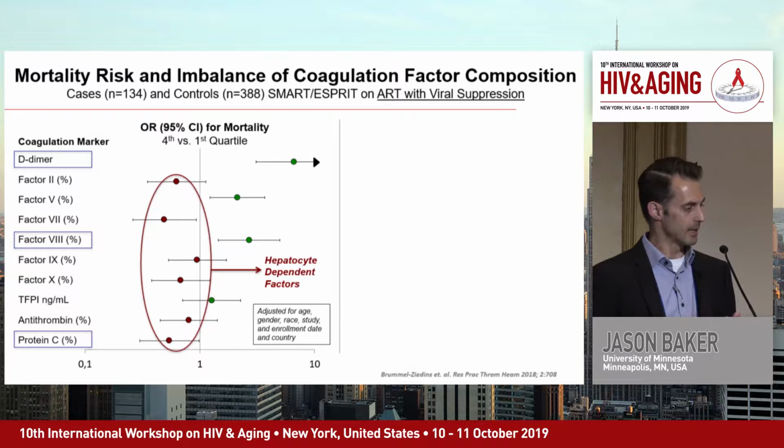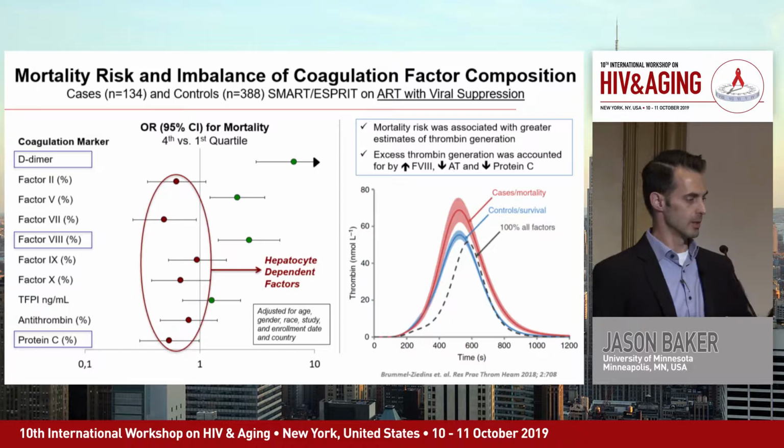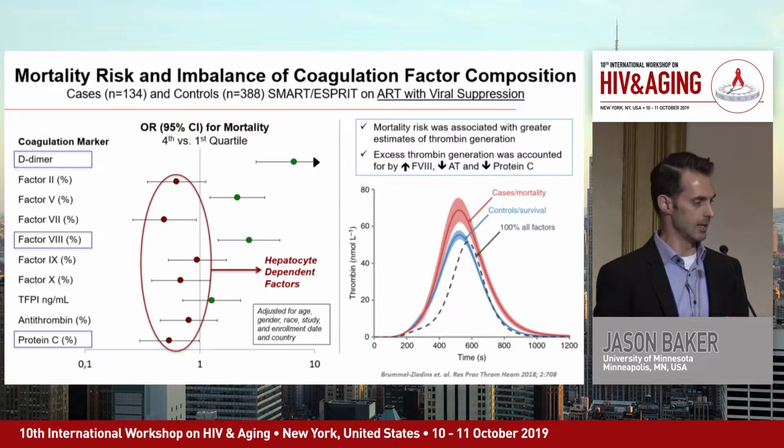And then we applied Kathleen's methods and asked, okay, between cases and controls, what's the difference when the totality of these markers in those patients for thrombin kinetics? And again, patients that ultimately died had increased thrombin generation versus controls. And the difference in the thrombin kinetics was largely explained through higher levels of factor VIII and lower levels of antithrombin and protein C, the anticoagulant response.